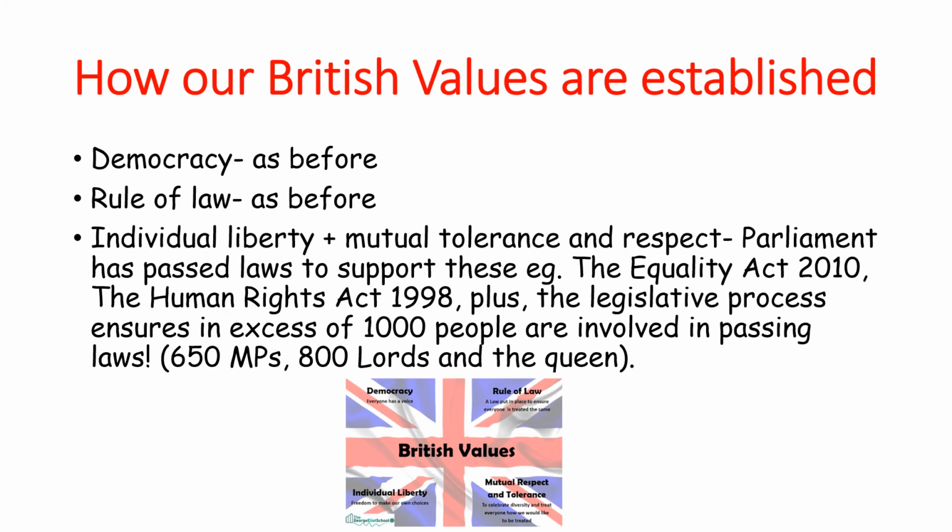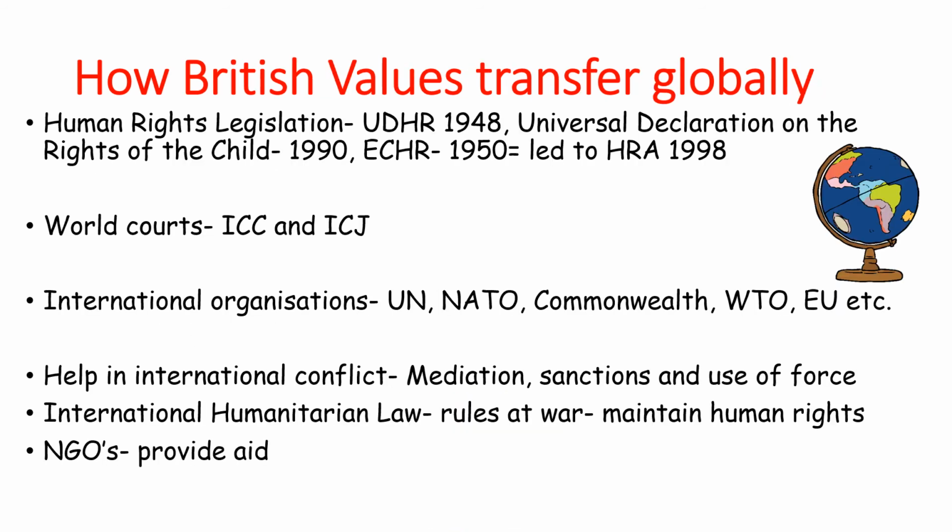We've also got the Human Rights Act of 1998, and that puts all of our human rights into the legal system. Therefore, if somebody violates your human rights, they go to court. We also have got the fact that our legislative process makes sure that over 1,000 people are involved in passing laws and that Parliament is there to scrutinise the work of government. So, for example, Boris Johnson can't just pass a law without it going through Parliament. Even when he makes these decisions on what we're going to do with COVID changes, it still has to go through Parliament.